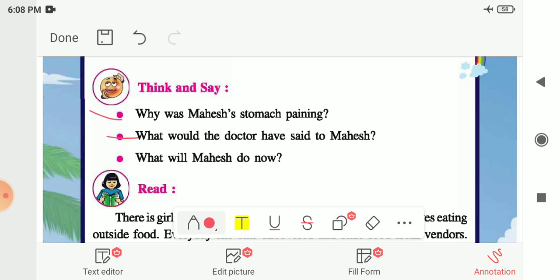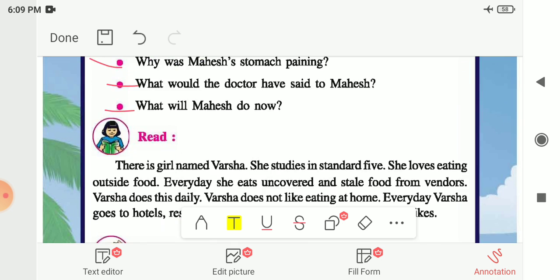Next question is, what would the doctor have said to Mahesh? The doctor would have said to Mahesh that he should not eat spicy food every day. He should eat healthy food. Next is, what will Mahesh do now? Now Mahesh has to eat healthy food, not spicy food, which gives him all the nutritional requirements. So he has to take care of his health. He should not eat this spicy food.